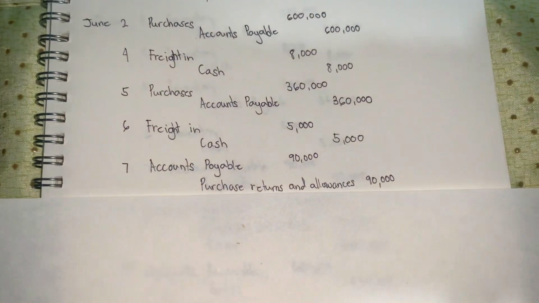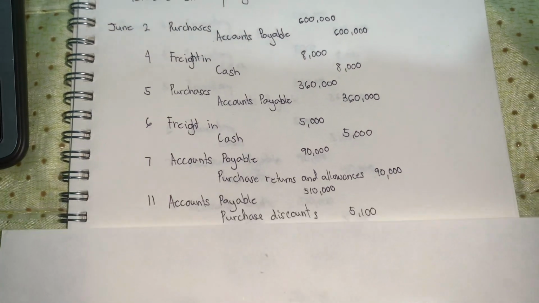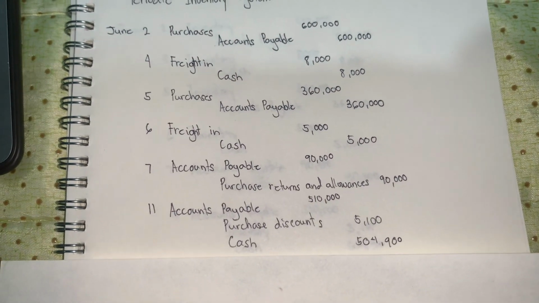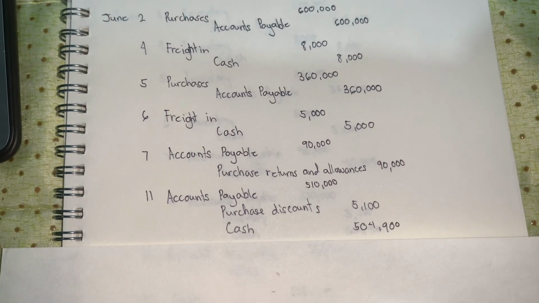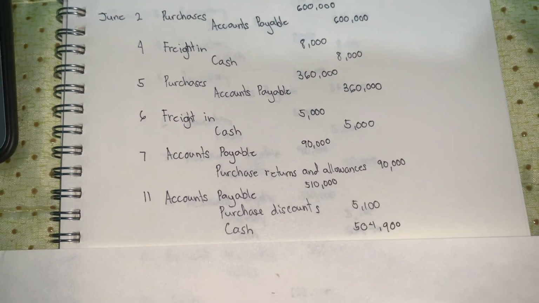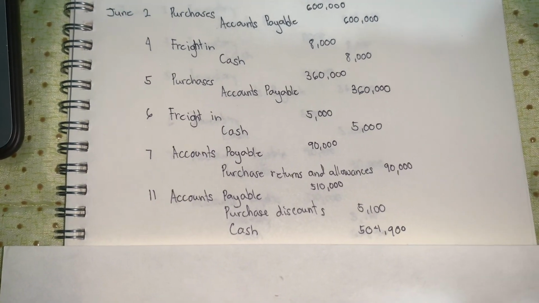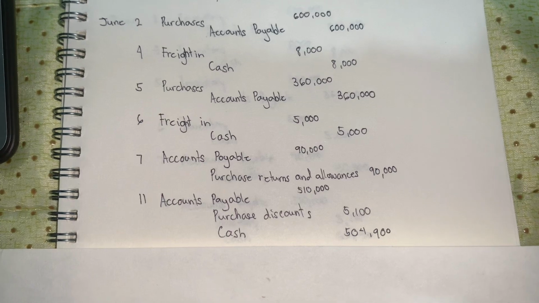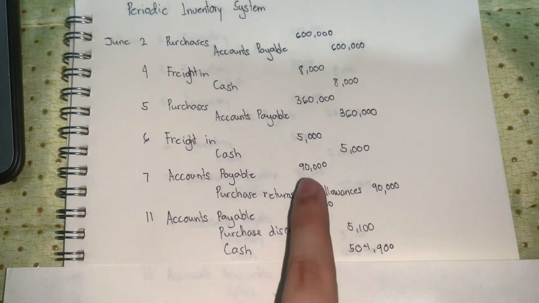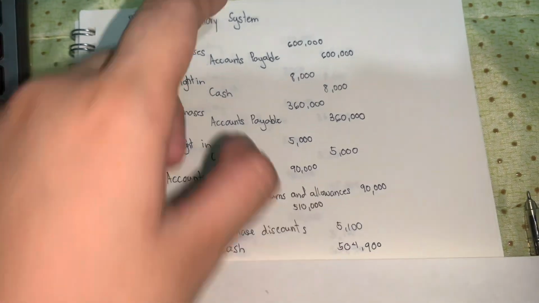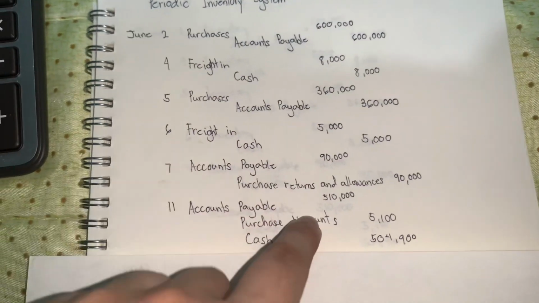So the next entry would be on June 11. Paid for tires purchased on June 2. So here's our entry. We debit accounts payable 510,000 and credit purchase discounts 5,100 and cash 504,900. Our accounts payable is only 510,000 because in June 7 we decreased our accounts payable by 90,000, which is originally 600,000. So 600,000 minus 90,000 is equal to 510,000.